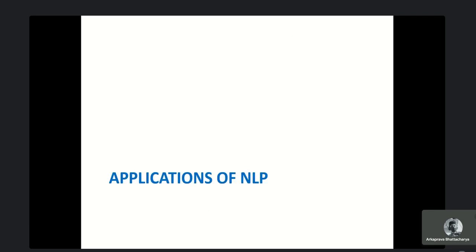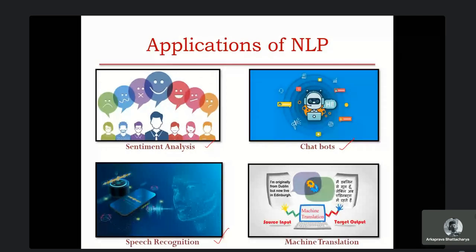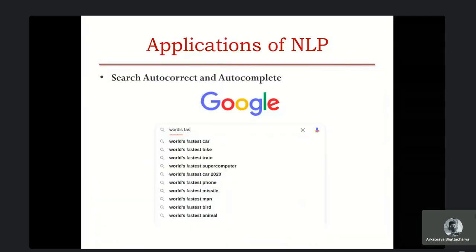If you look into the applications of natural language processing, these are some of the most important applications of text mining, or you can say natural language processing for business: sentiment analysis, chatbots, speech recognition, and machine translation. Apart from this, you can see search autocorrect and autocomplete. Whenever you search something on Google, after typing 2 to 3 letters, it shows you all the possible search terms. Or if you search for something with some typographical errors, it corrects them and still finds relevant results for you.